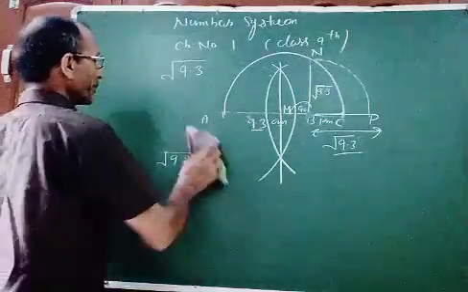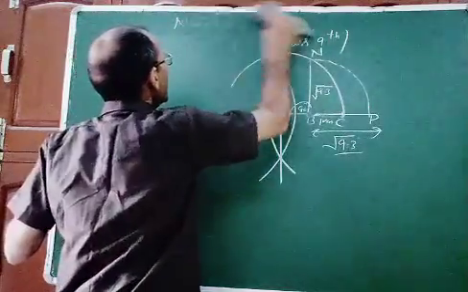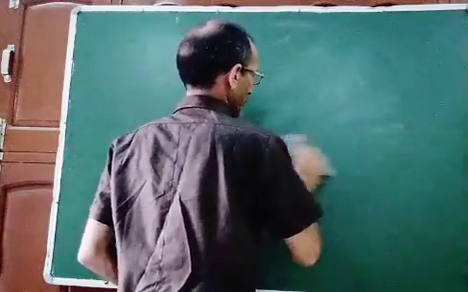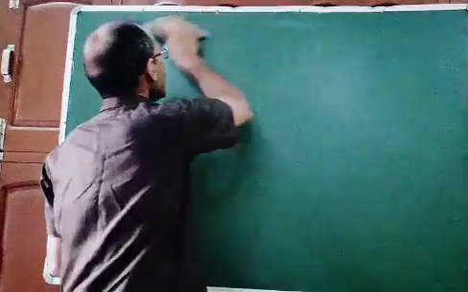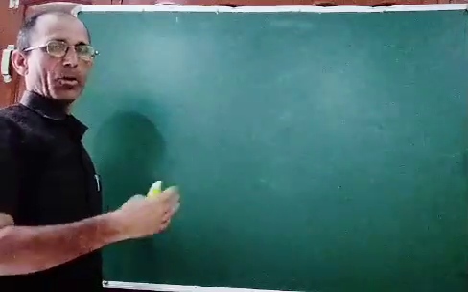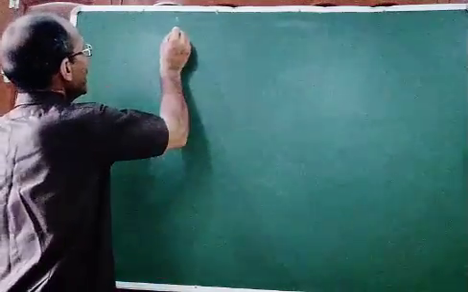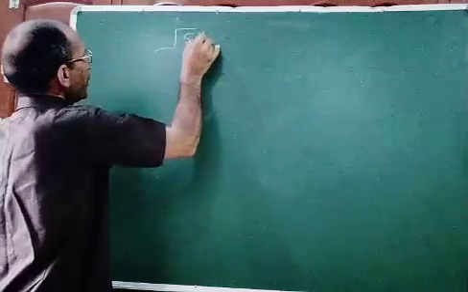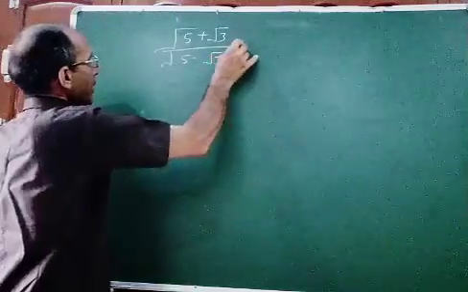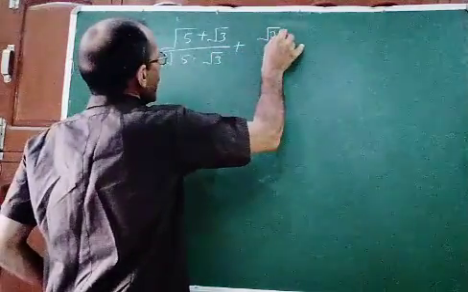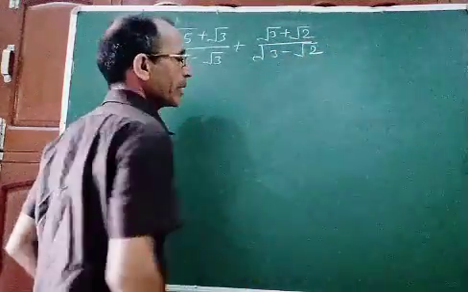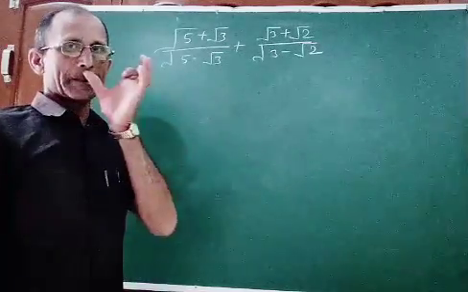Now next question. Rationalize the denominator you have already done. Now more about how to rationalize. Suppose this is (root 5 plus root 3) by (root 5 minus root 3) plus (root 3 plus root 2) by (root 3 minus root 2). So we have to rationalize the denominators.